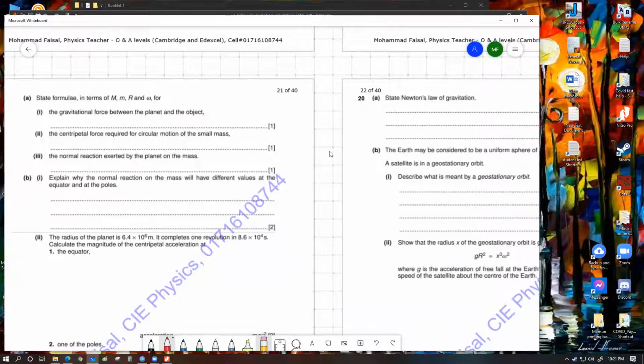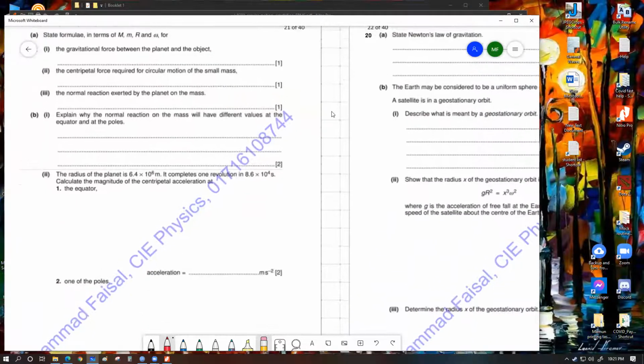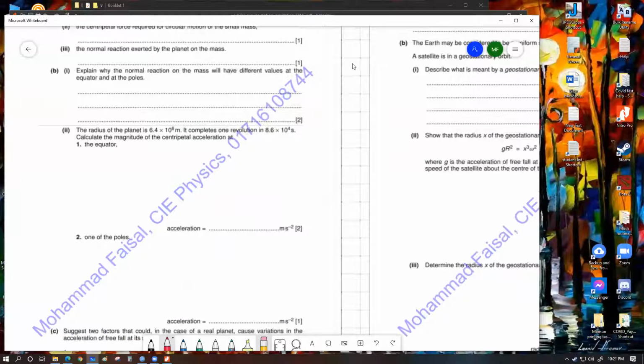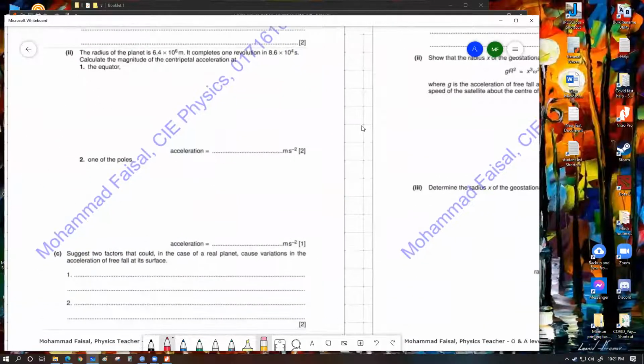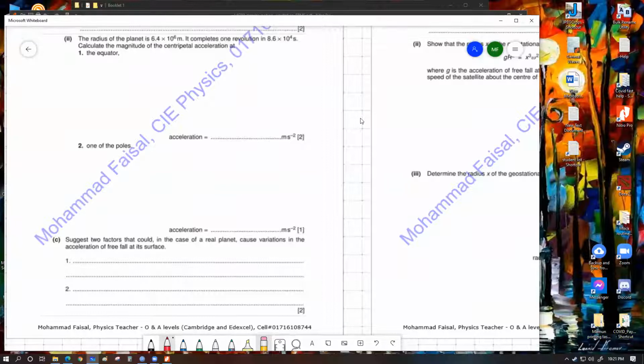Nineteen, 19 এর C. Suggest two factors that could in case of a real planet cause variation in the acceleration of free fall at its surface. আচ্ছা, একটা সিচুয়েশন হচ্ছে the surface of the planet could, I mean, the planet might not be a perfectly uniform sphere.